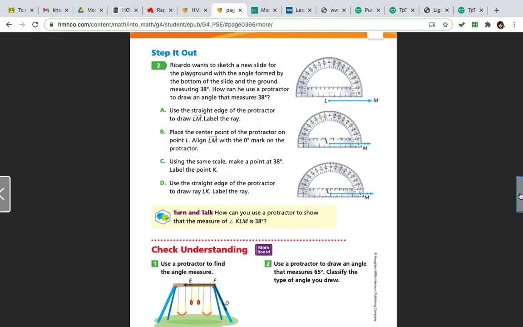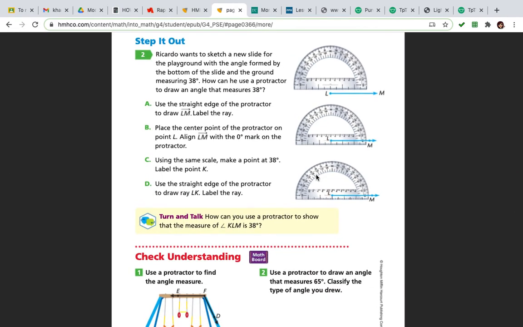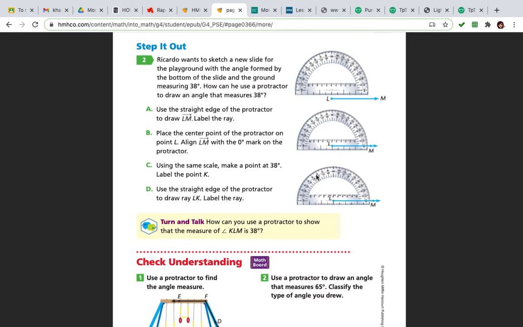Number 2, Ricardo wants to sketch a new slide for the playground with the angle formed by the bottom of the slide and the ground measuring 38 degrees. How can he use a protractor to draw an angle that measures 38 degrees? First, use the straight edge of the protractor to draw ray LM, then label it. So we have LM right here. Here's our ray. We want to line it up right here. In the next step, we have it lined up, LM. They've already labeled LM for us.